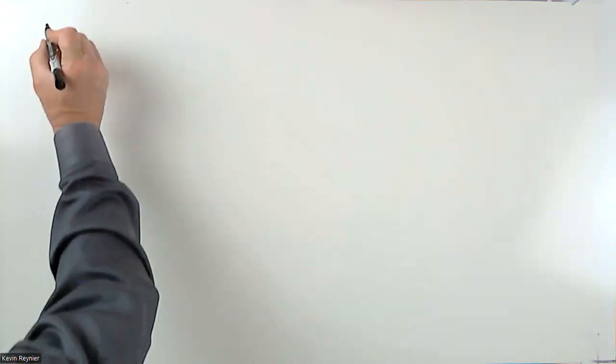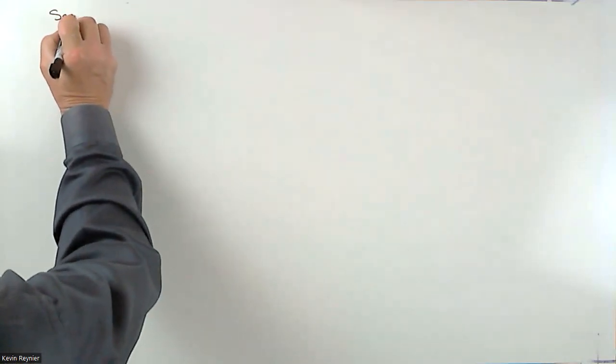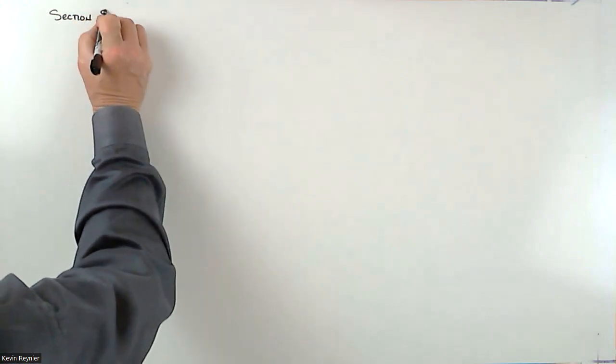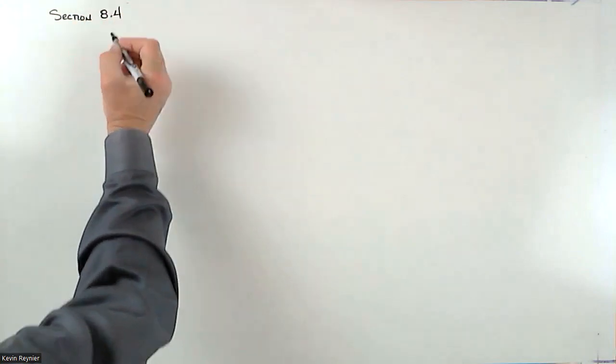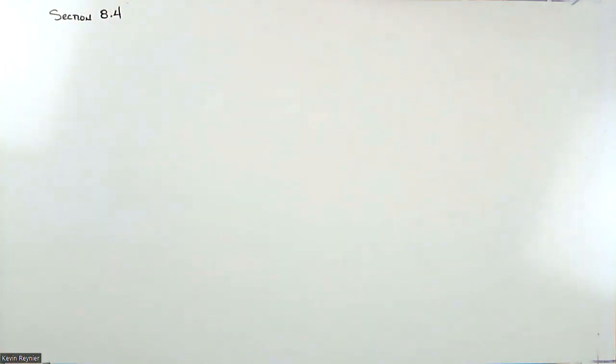Okay. This video is going to take care of some homework solutions from section 8.4. Section 8.4 is the other convergence tests. Here we get the alternating series test and we get the ratio test. I'm going to just do some problems here from the homework. I'll start with number 8.